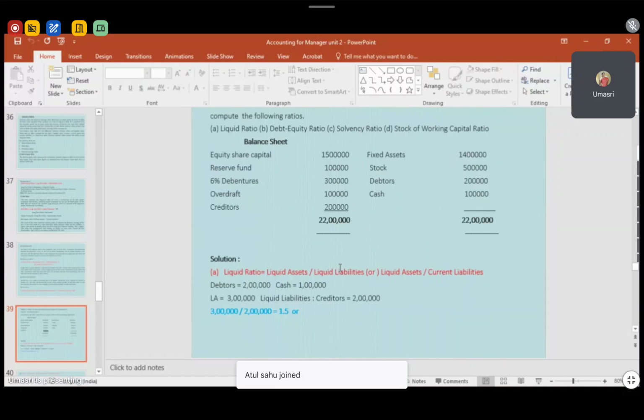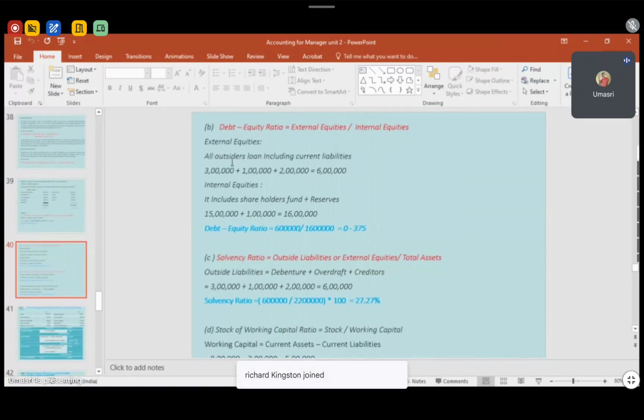See here, in the balance sheet, debtors and cash, only these two are liquid assets. If you add stock, that is the total current asset. So 3 lakhs divided by, if you take only creditors, that is liquid liability. If you take creditors and overdraft, that is current liability. So here 3 lakhs divided by 2 lakhs, either you can take 2 lakhs or 3 lakhs, right?